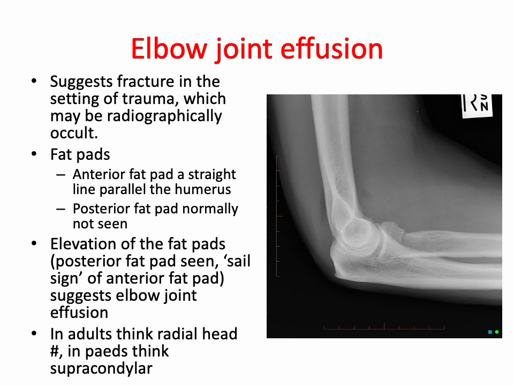It's usually just a line that's sort of parallel to the humerus, and usually we don't see a posterior fat pad. If we can see the posterior fat pad, and if the morphology of the anterior fat pad changes to look almost like a sail, which it does here, we're suspicious that there's an elbow joint effusion, and in turn should be suspicious for a fracture if we can't see one, but we can see here a fracture of the radial neck. In adults, it's usually a radial head fracture or a radial neck fracture, and in paediatrics, it's usually a supracondylar fracture.